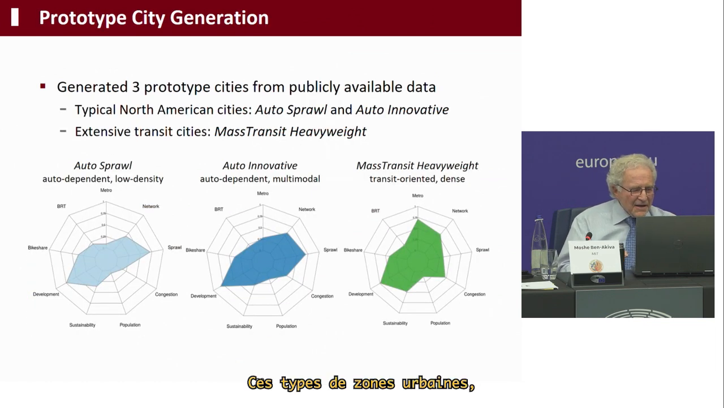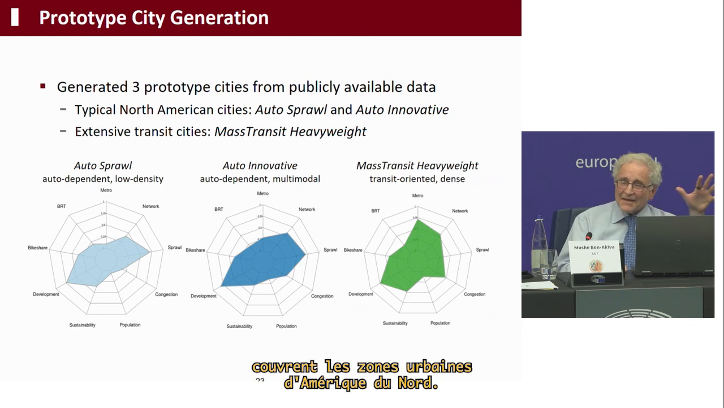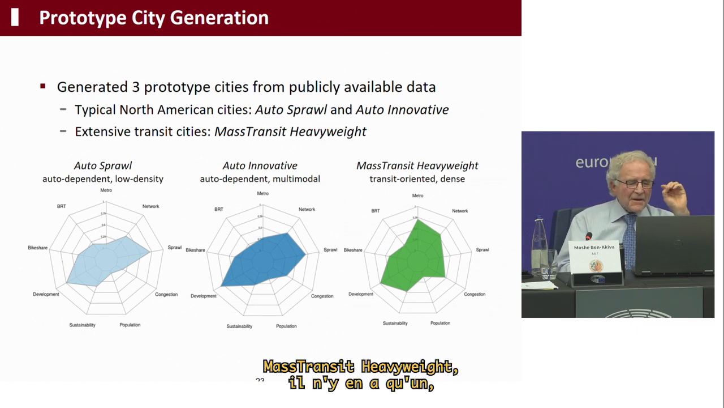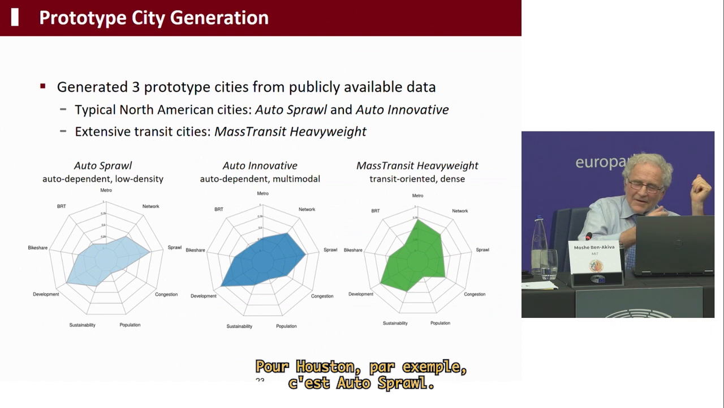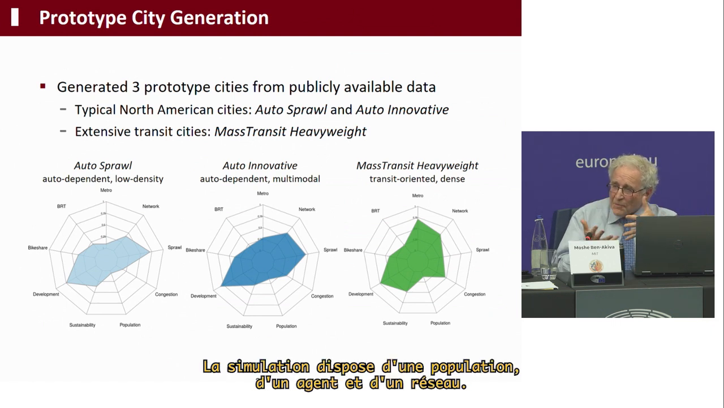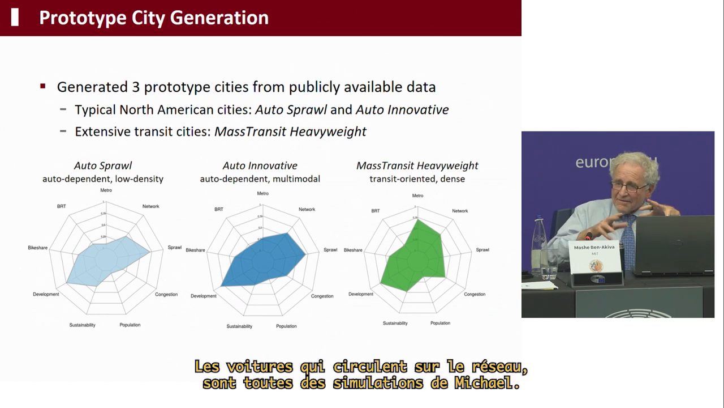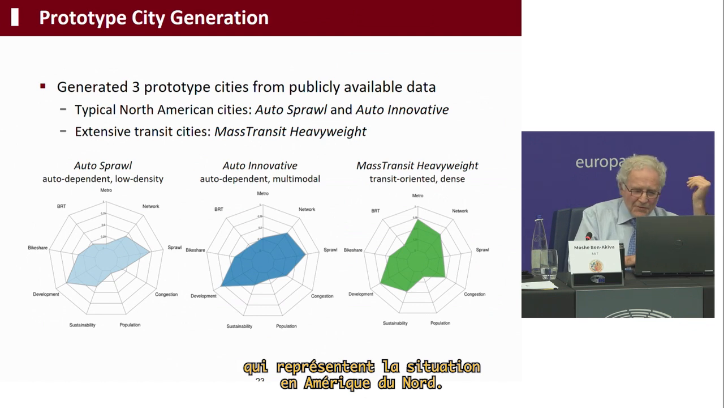So these types of urban area, auto-sprawl, auto-innovative, and mass transit heavyweight, cover the urban areas in North America. Mass transit heavyweight, there is only one, but Boston, for example, is auto-innovative, and Houston is auto-sprawl. And then we conducted a detailed simulation. The simulation has population, agents, a network, with cars moving on the network. These are all micro-simulations. So we've done it for these three prototypical cities that represent the situation in North America.